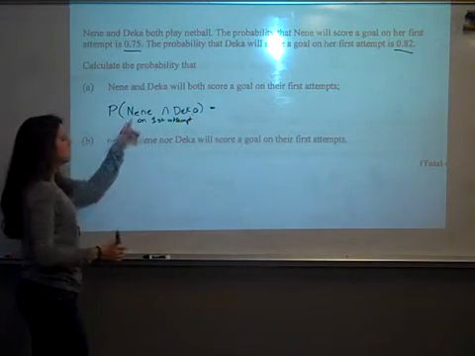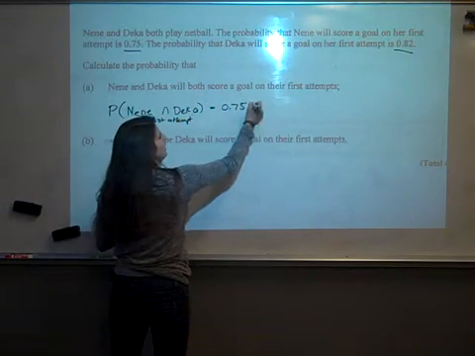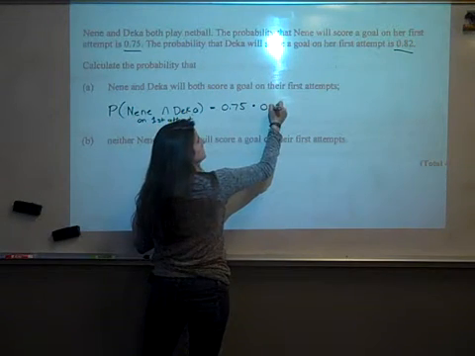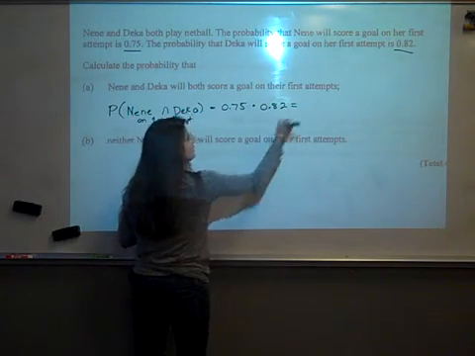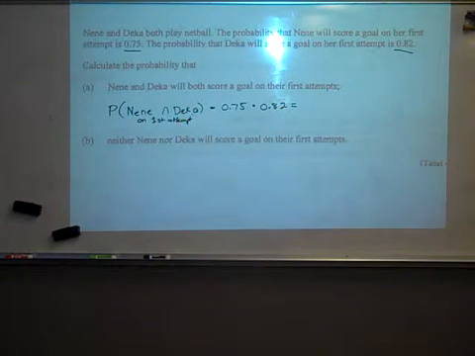So if we take the probability that Nini scored on her first attempt, which was 0.75, and multiply by the probability that Dika scored on her first attempt, which is 0.82, if we multiply those values together, we're going to get 0.615.